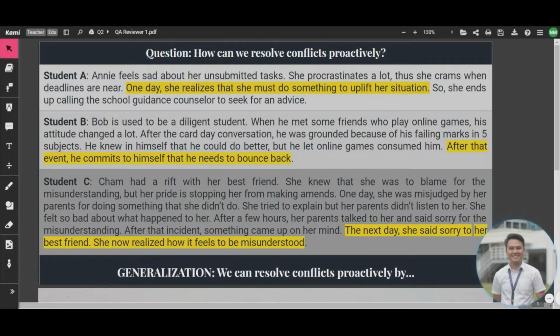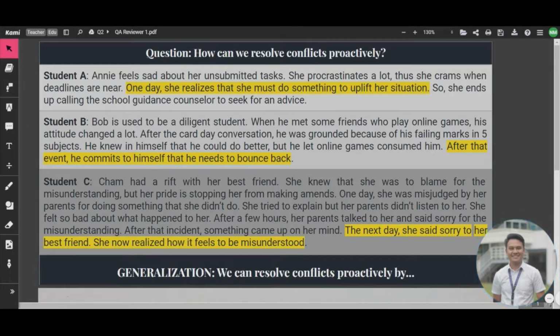Number 2, Student B. Bob used to be a diligent student. When he met some friends who play online games, his attitude changed a lot. After a conversation at home, he was grounded because of his failing marks in 5 subjects. He knew in himself that he could do better, but he let online games consume him. After that event, he commits to himself that he needs to bounce back.